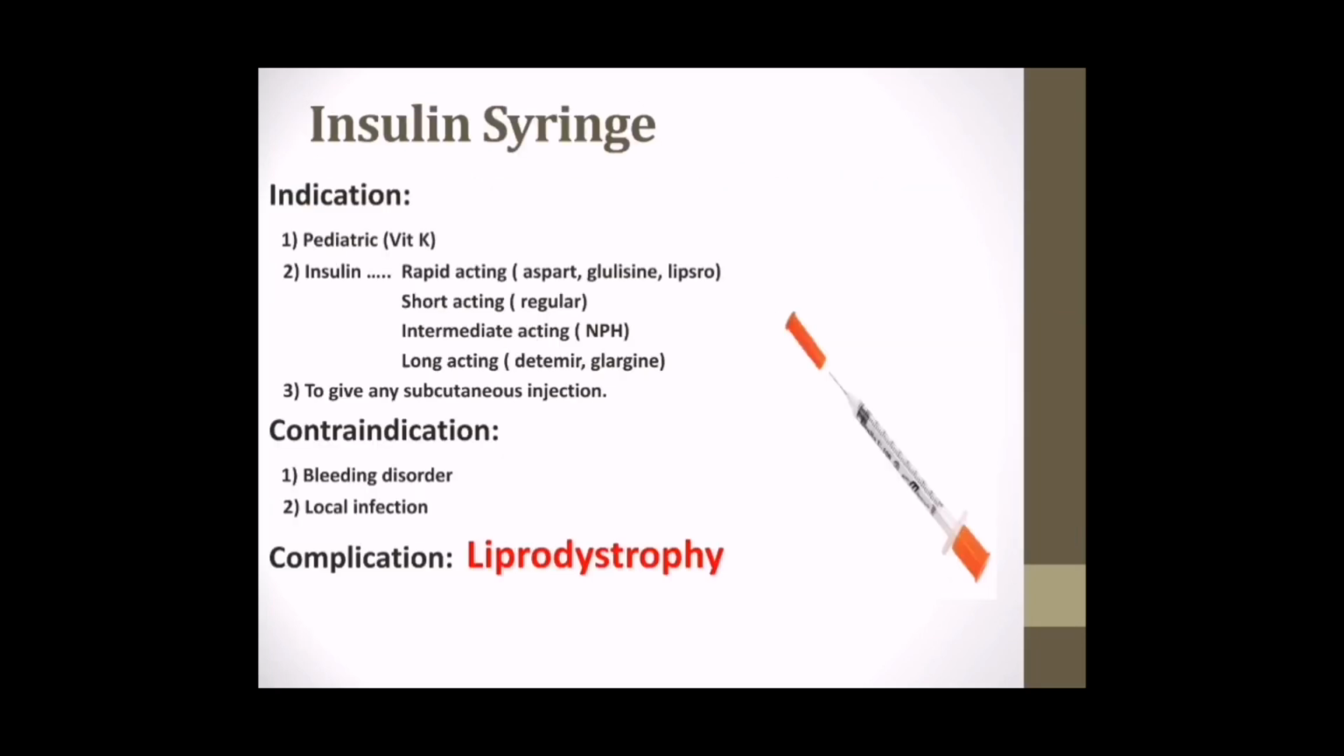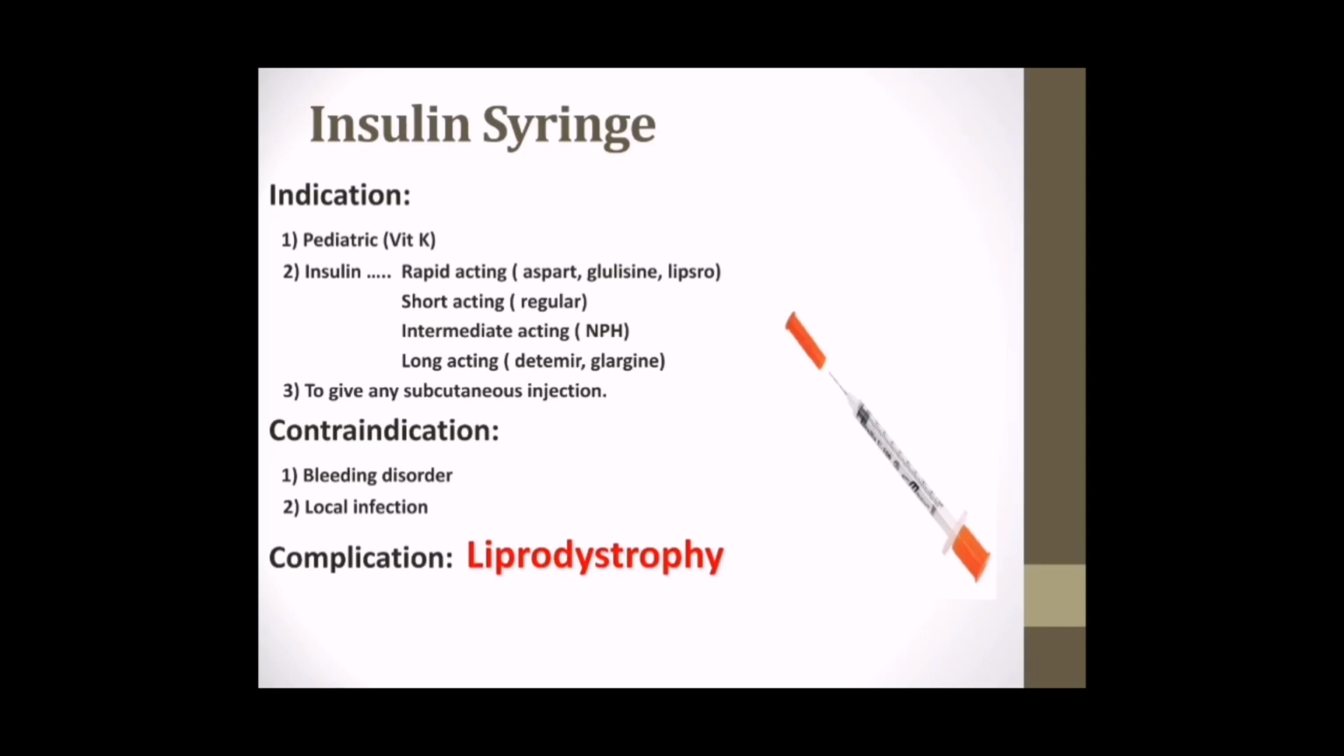Insulin syringe. Indications for use: number 1, for injecting vitamin K. Number 2, for injecting insulins. We have 4 types of insulins. We have rapid, short, intermediate and long-acting insulins.